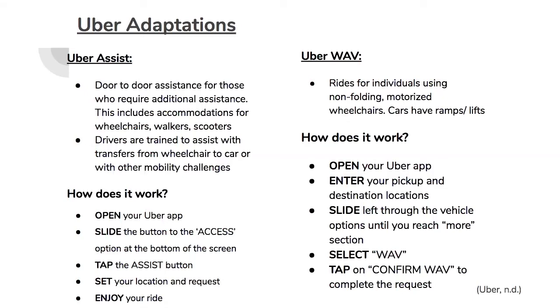And with this, the drivers are trained to assist with transfers from wheelchair to car or with any other mobility challenges. So this is great for clients who do need a little bit more assistance and maybe aren't able to independently get to a bus or the car. You can go through with your client how to do this. So it's in the Uber app, and you click the access option at the bottom of the screen, tap the assist button, set your location, and request the ride.